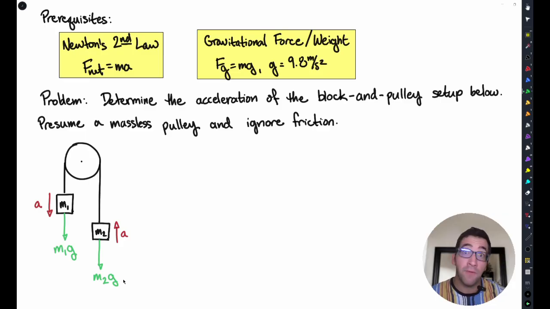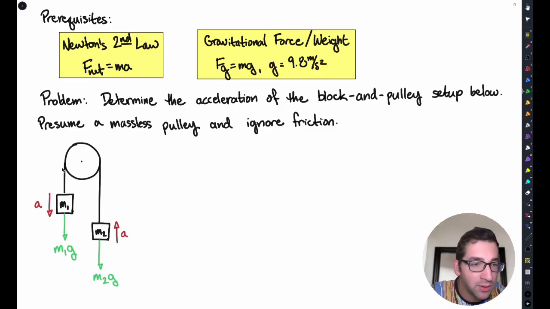Now, those are not the only forces that are acting. We, of course, have the string that's interacting with each of the blocks. And the string is going to exert a tension force. Tension forces always act along the direction of the string. So for mass 1, that string is pulling upwards on the left-hand side, and also the same for mass 2.